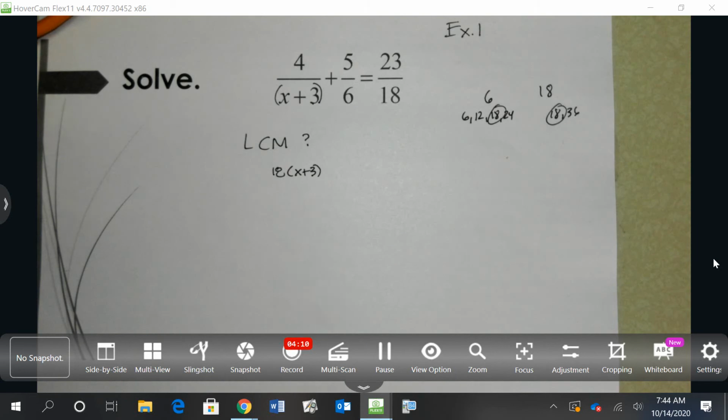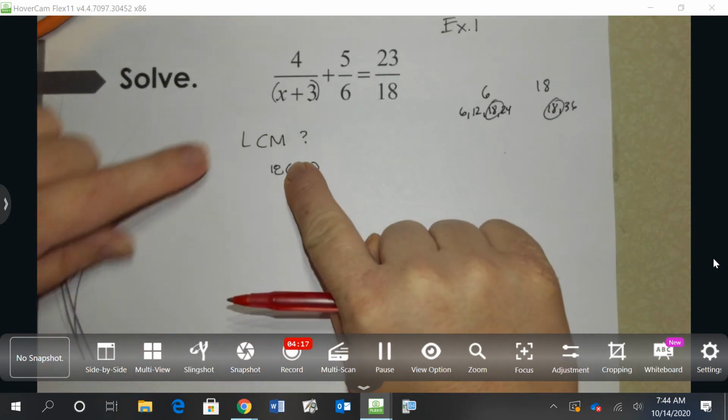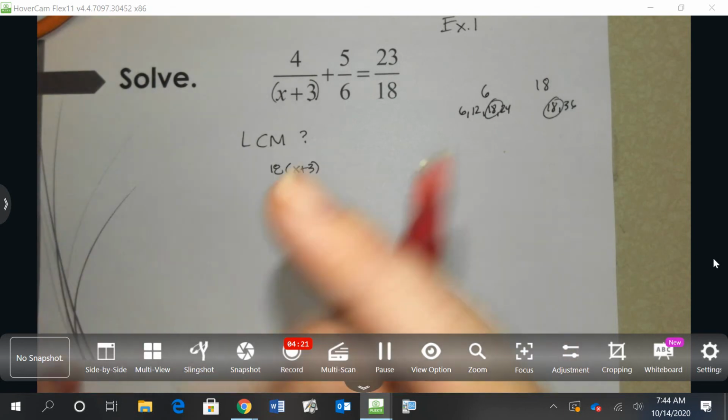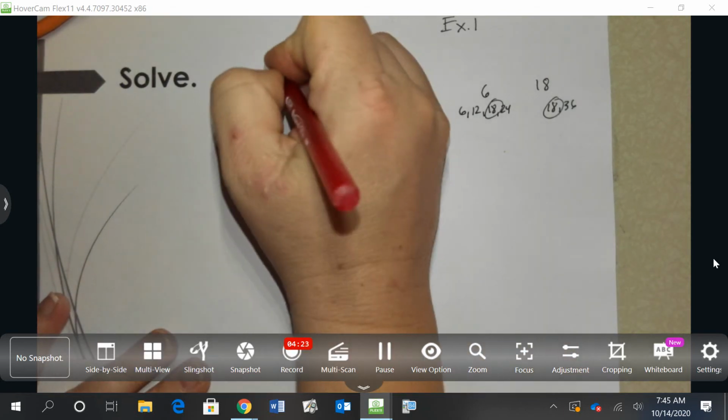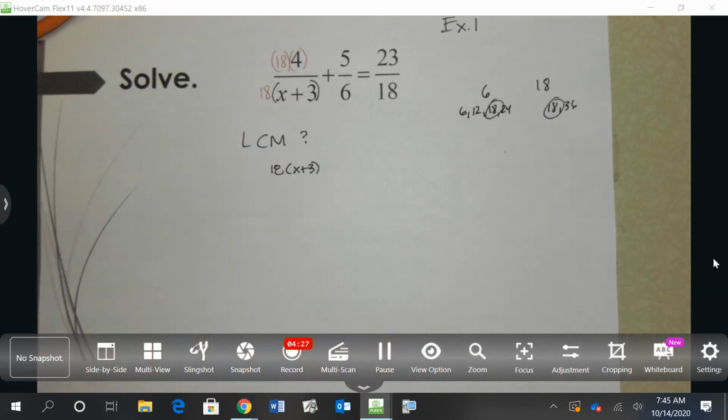When I look back to the three parts here, and I look, okay, this is the LCM, I'm going to cover up what they already have. They both already have an x plus 3. So this is missing an 18. So in reality, I need 18 here and 18 on top. Whatever you do to the bottom, you must also do to the top.